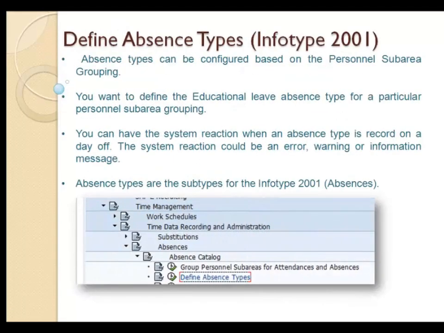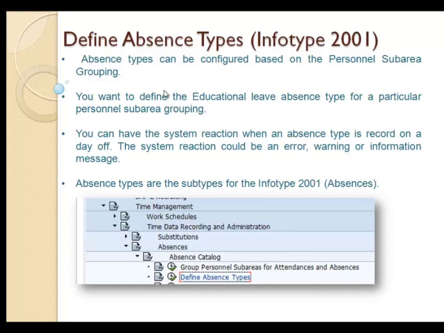So define absence types. Absence types can be configured based on the personal sub-area groupings. See how important is the enterprise structure. Whenever you define the enterprise structure, you need to keep all these things in point of view, because when you go to time management, these personal sub-areas are really important, because you have to group those personal sub-areas who work according to the same working time, who have the same absence types. So that is very important: when you design your enterprise structure, you need to keep the view of time management also. Now here, basically I'm going to create absence types.